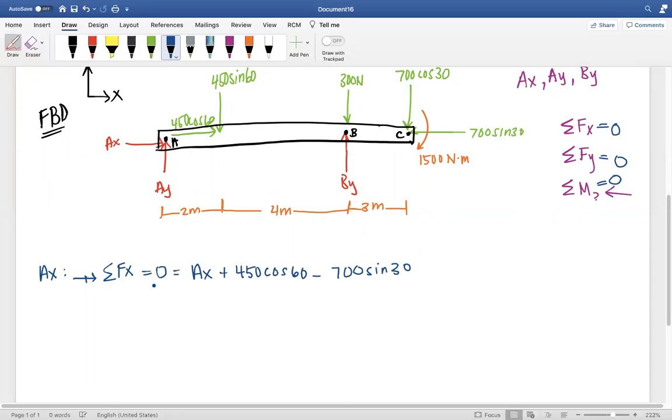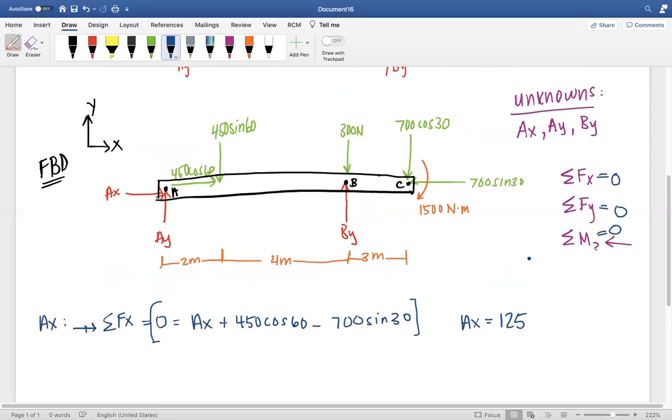And then this becomes your equation. You can ignore this equal sign. But then if you move AX to the other side of the equation, you can solve for it. So then it would be 700 sine 30 minus 450 cosine 60. A couple reminders. So AX works out to 125.